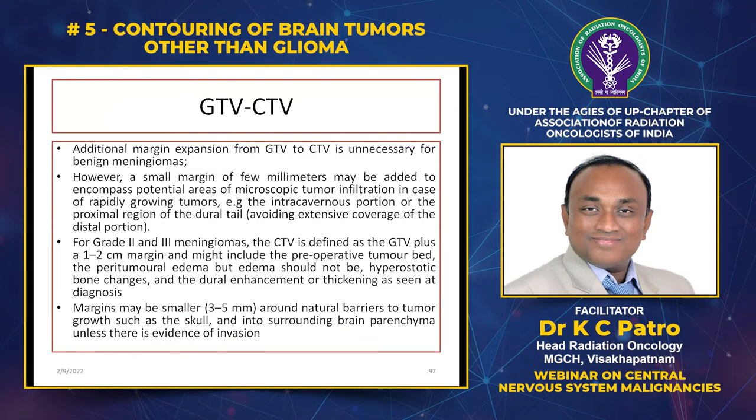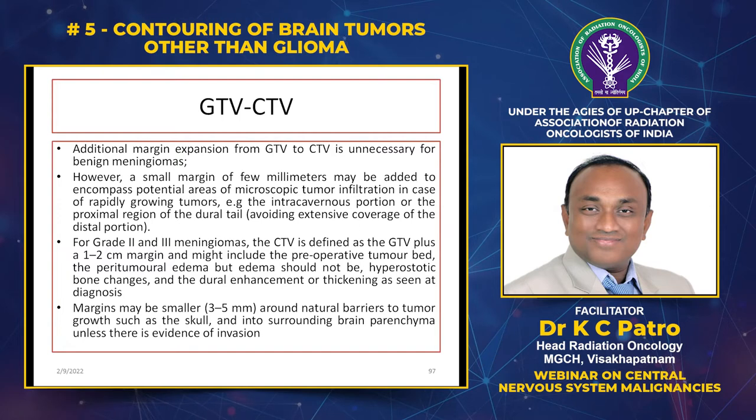In the final, from GTV to CTV, additional margin expansion is unnecessary for benign meningiomas. However, a small margin of a few millimeters may be added to encompass potential areas of microscopic tumor infiltration, like intracavernous portions and the proximal region of the dural tail, avoiding extensive coverage of the distal portion. For grade 2 and grade 3 meningiomas, CTV is defined as the GTV plus a 2 cm margin in the preoperative tumor bed. The peritumoral edema should not be covered. Hyperostotic bone changes and dural enhancement should be covered.